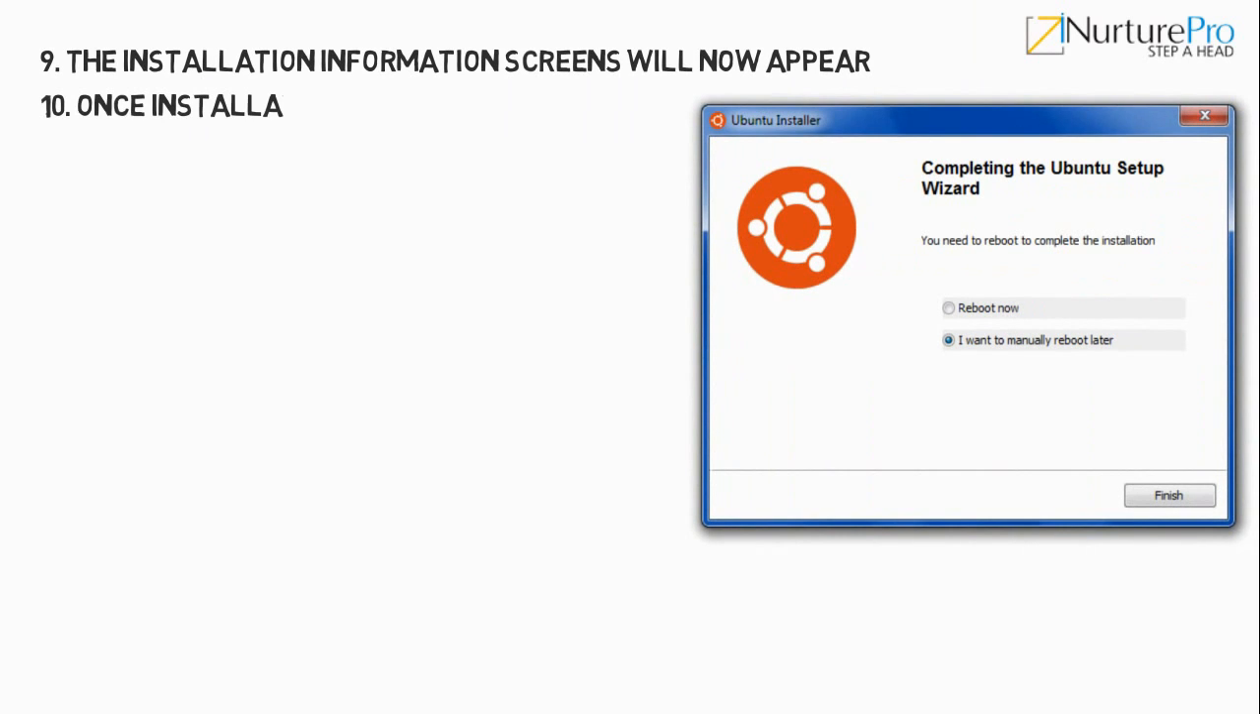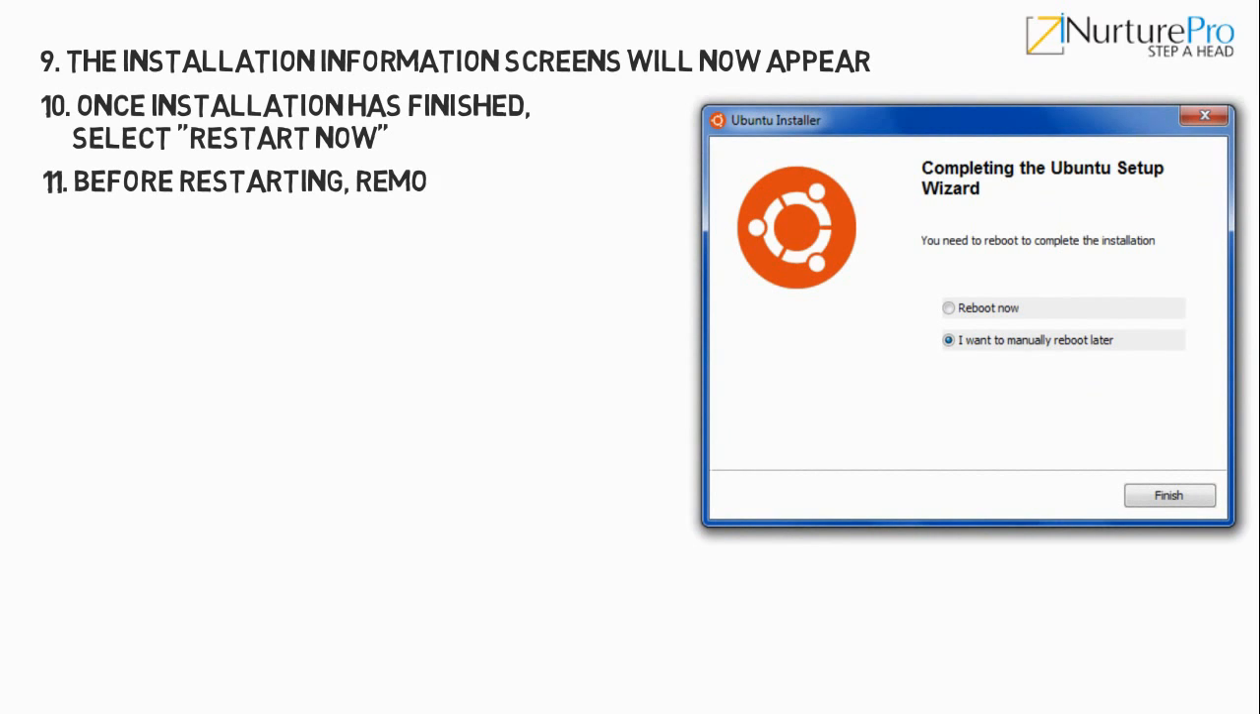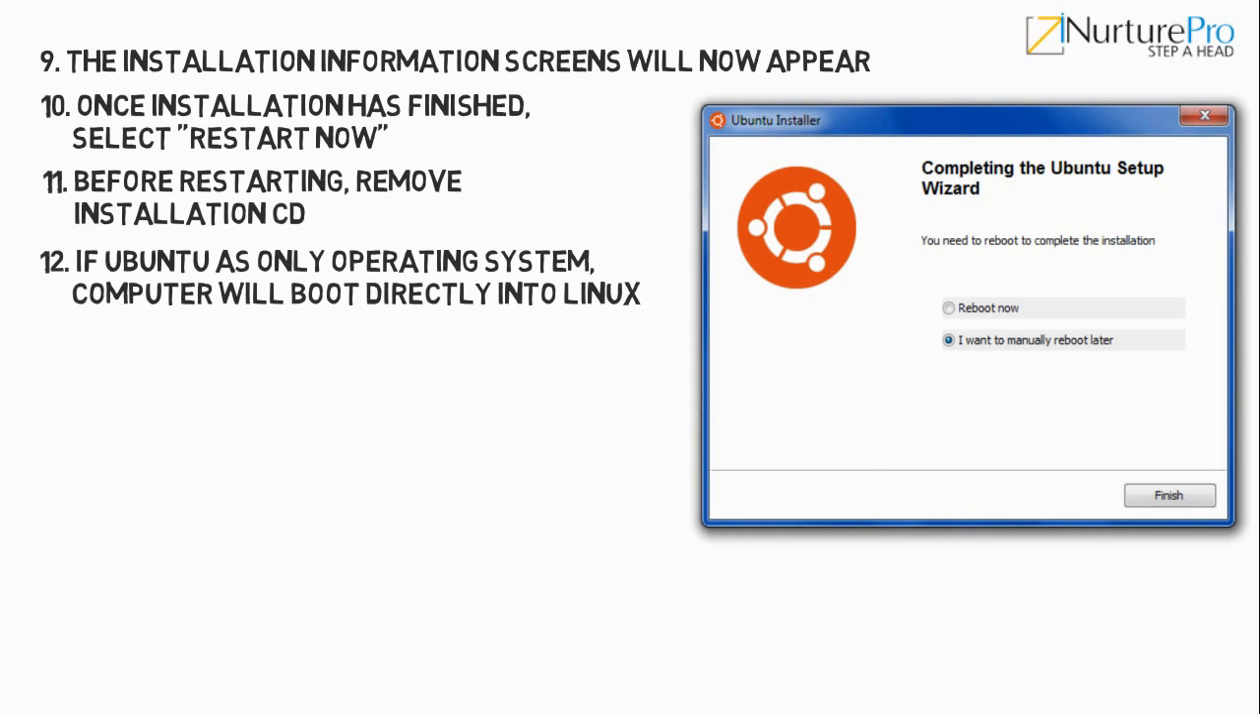Once the installation is finished, select Restart Now. Before restarting the computer, we have to remove the installation CD and then press Enter to reboot. If we have Ubuntu as the only operating system, the computer will boot directly into Linux. However, if we are dual booting, we will see the GRUB menu appear.